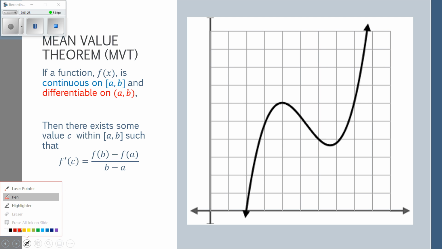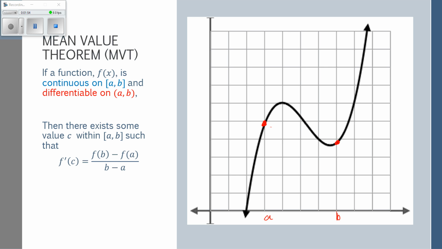So if I'm saying that here's A, here's B, from here to here, including the endpoints, I have to be continuous. And from A to B, not including the endpoints, has to be differentiable. And I can see that I have a smooth continuous curve from A all the way to B. So the hypothesis is met.